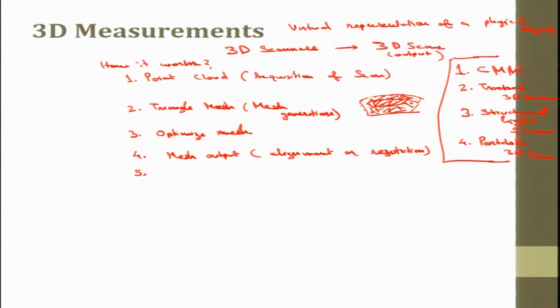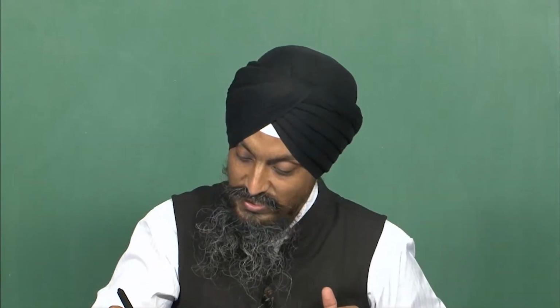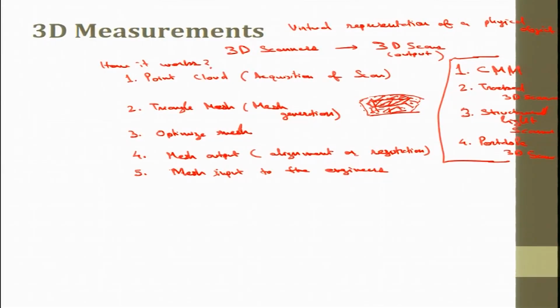After that, the mesh is input to the engineers' workflows. This mesh goes to the engineers, and they can create a surface if they like out of that. They can create a solid model if they like. So this is the next step. How does it go to them? It is generally produced in the STL format, .stl format.